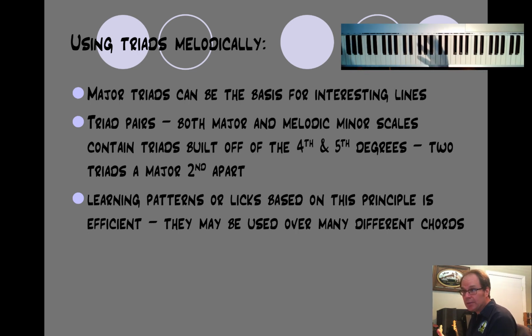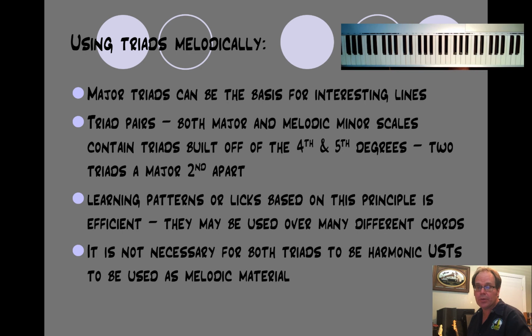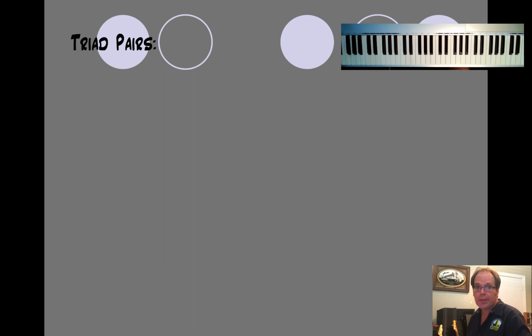So if we practice these triads that are a whole step apart, you're going to be able to play them in probably these 8 different places, right? 8 modes of major, even more modes of major, actually. There's some modes we haven't covered yet. The other modes of melodic minor as well, right? So, like I said here, it's efficient. It could be used over many different chords. And then once again, they don't have to both be harmonic USTs in this case.